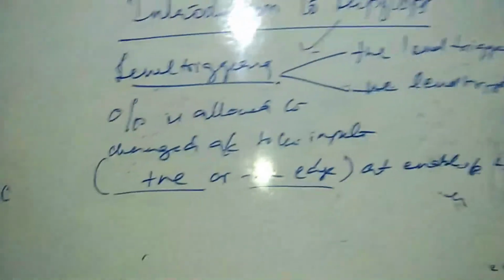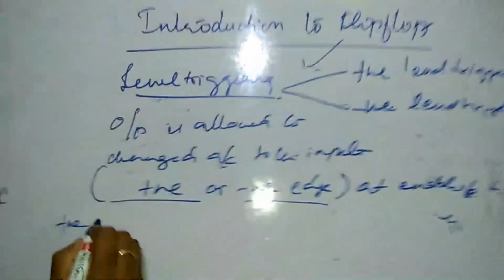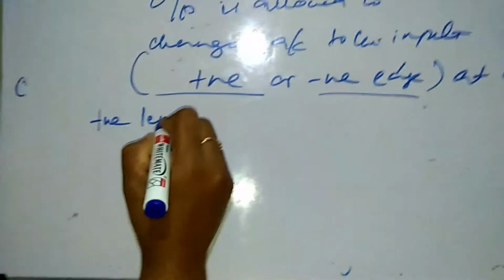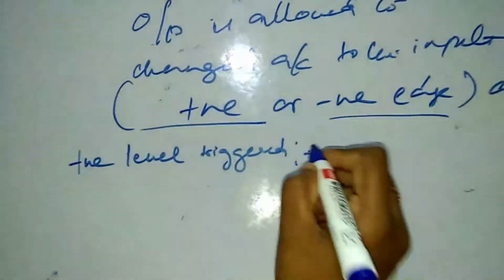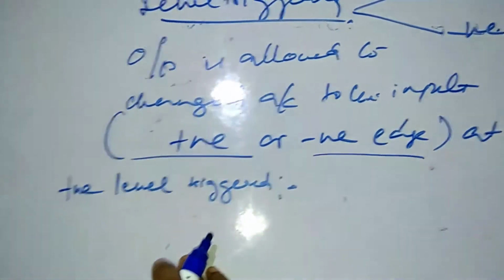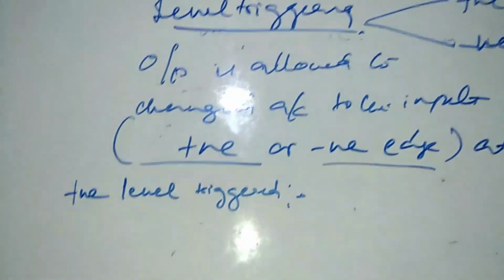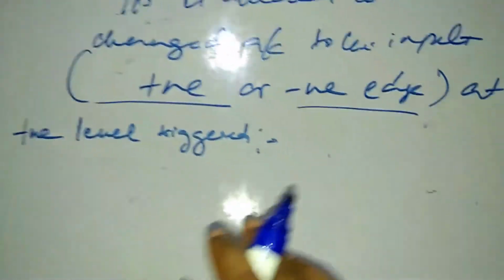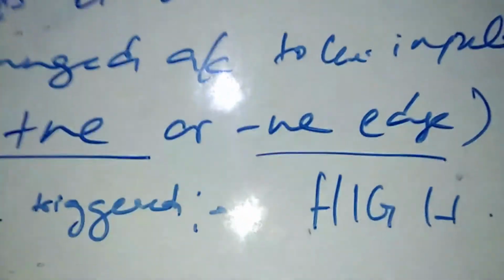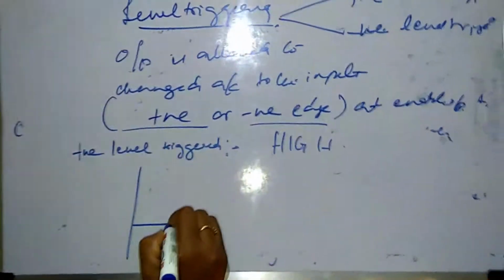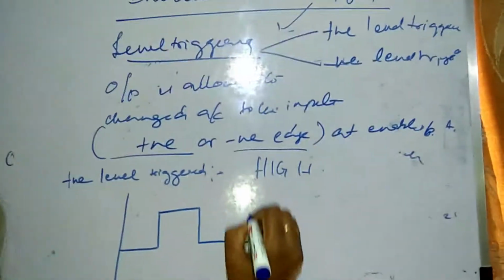So what exactly is positive level triggered? Dear students, understand this. The output of the flip-flop responds to the input changes only when the enable input is high. This is very important. That is what the positive level is. I shall show you all with the diagram. So let me start like this.